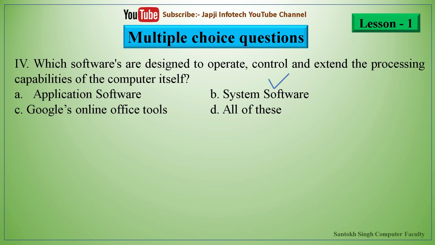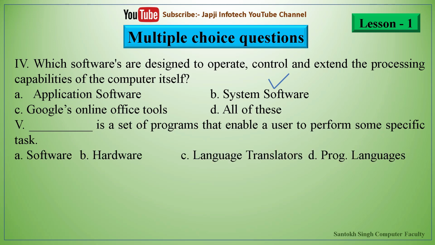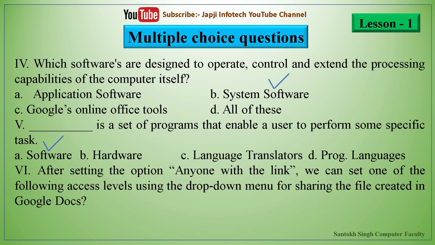And the fifth one is, dash is a set of programs that enable a user to perform some specific task, and their options are software, hardware, language translator, and the last one is programming language. And the right answer is software is a set of programs that enable a user to perform some specific task.